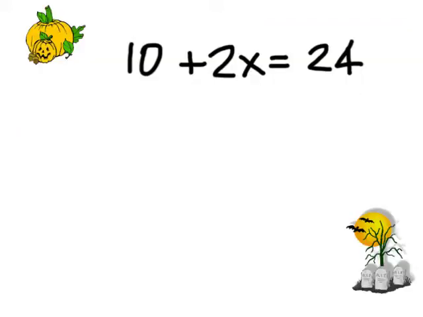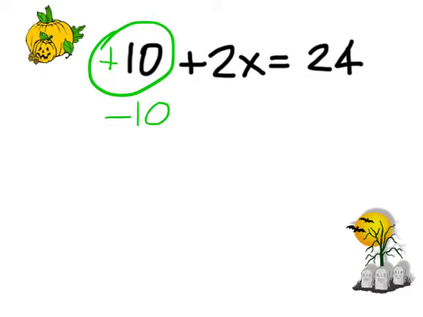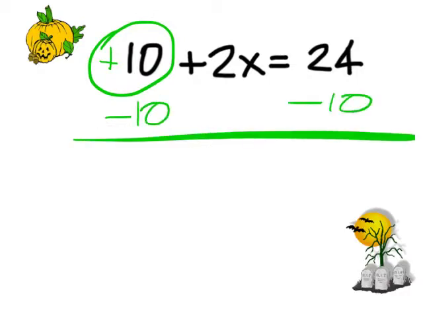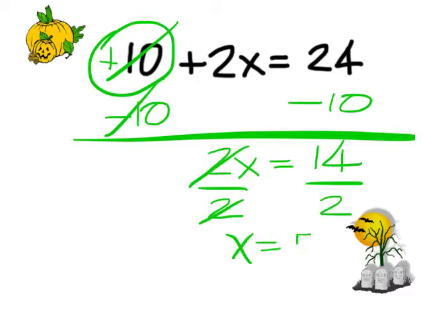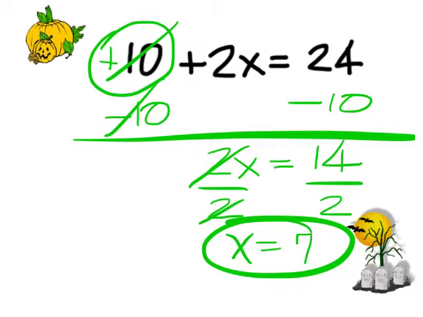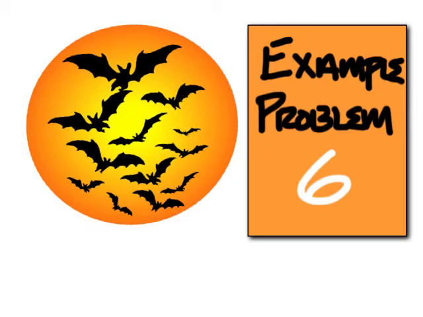Example problem number 5. This time the x is in a different position on the left side, but you still do it the same way. What is with that 2x is a positive 10, even though the plus sign is not written. So you would subtract 10 from both sides. These cancel out. You're left with 2x equals 14. Divide both sides by 2, and you get an answer of x equals 7. So the same way? Yeah.